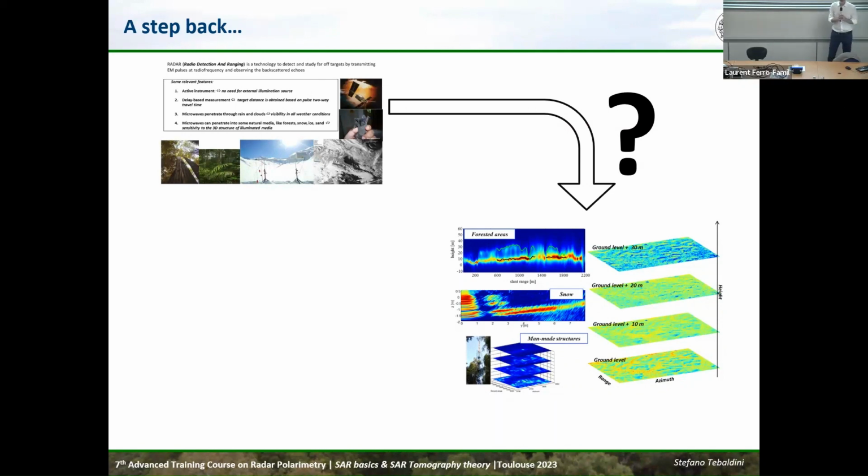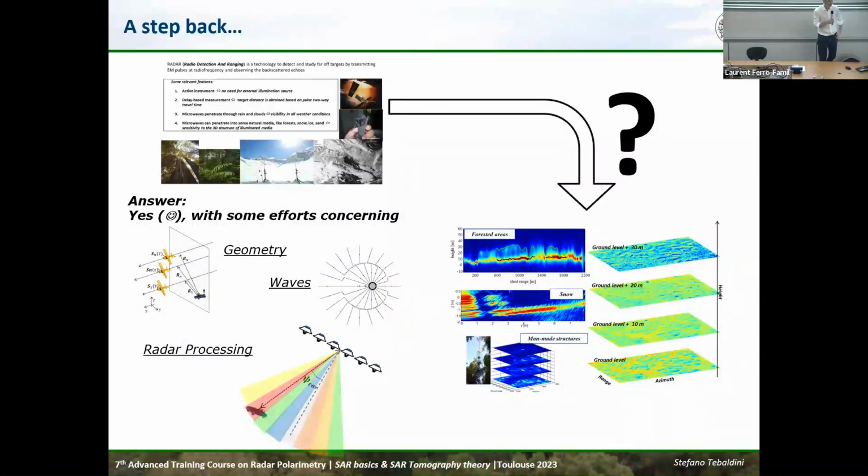Okay, so we are finished with what we can do with SAR tomography. We start now with how to do it. Of course, our theory so far was just about saying that radar is an active instrument, and by virtue of this, we can generate all this array of products. So very good, but how to do that? Well, let's say that we need some efforts concerning the geometry of radars, waves, and some hints about radar processing. So this is where we go now.